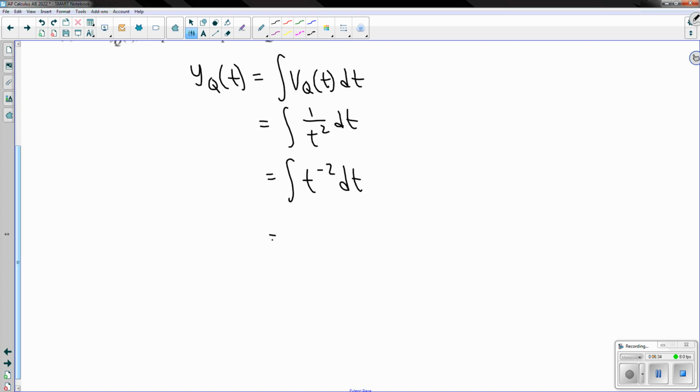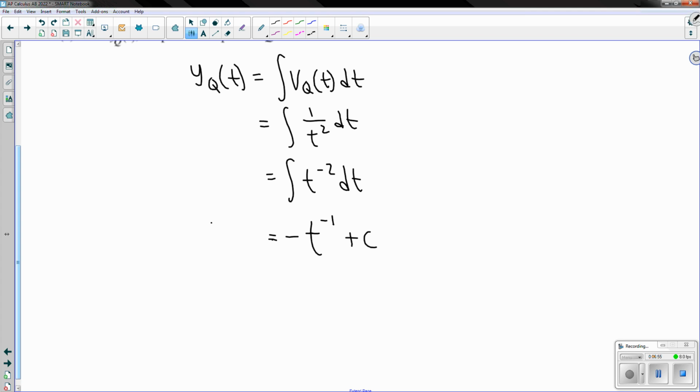So we're going to reverse that power rule. So before, when we differentiated, you would multiply the front by the exponent and subtract 1. So now we're going to add 1, and we're going to divide by that new exponent. So we're going to get to negative 1, and then we're going to divide by negative 1, which is the same thing as multiplying by negative 1. So we're going to get this. We're going to input our constant of integration.